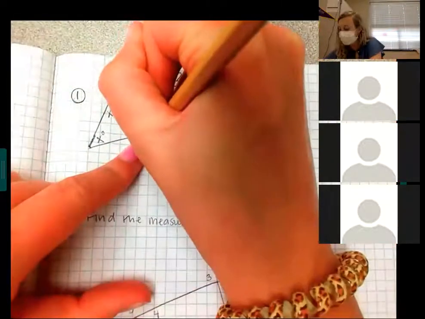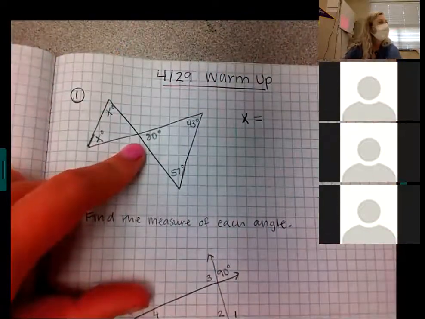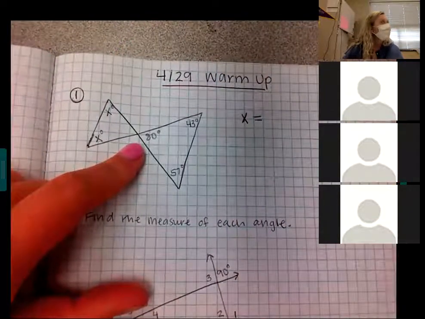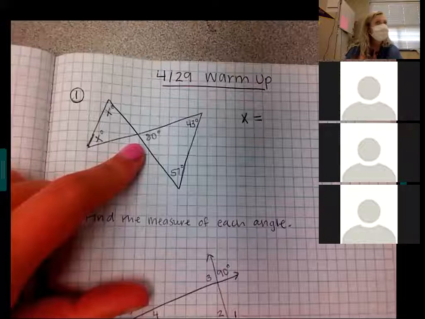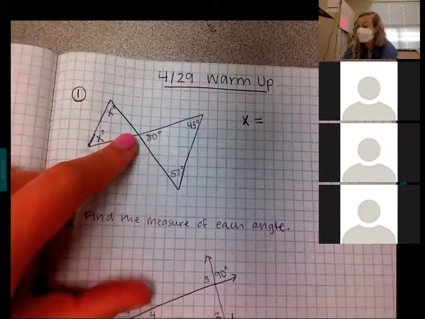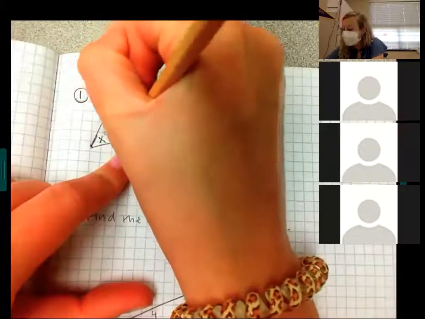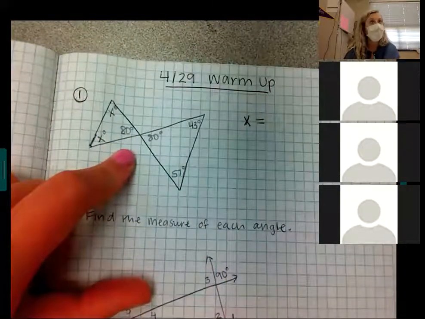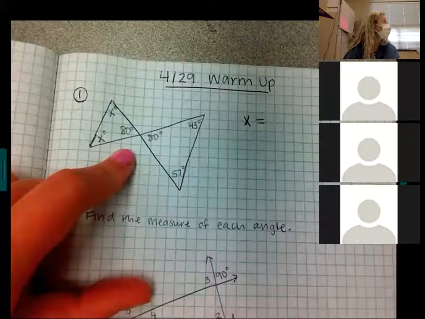So do y'all agree this angle is 80 degrees? Which means what? Somebody different. What's step 2? Hales, what you got? This angle is 80 as well. How do you know that? Who said it? Vertical, good.